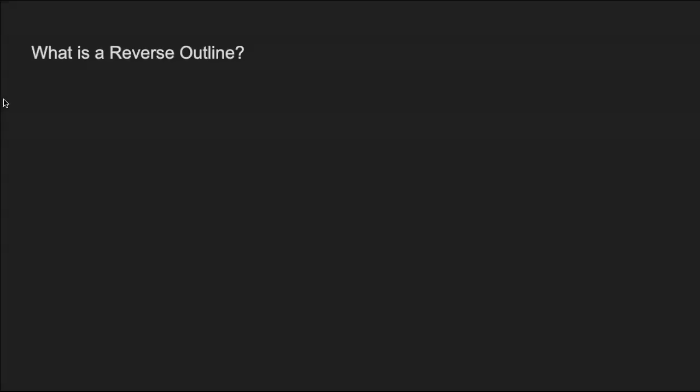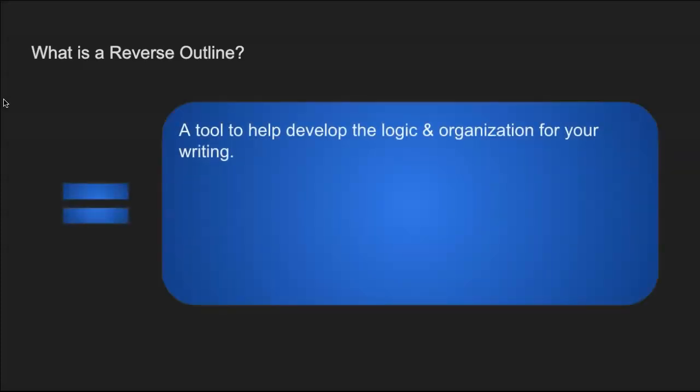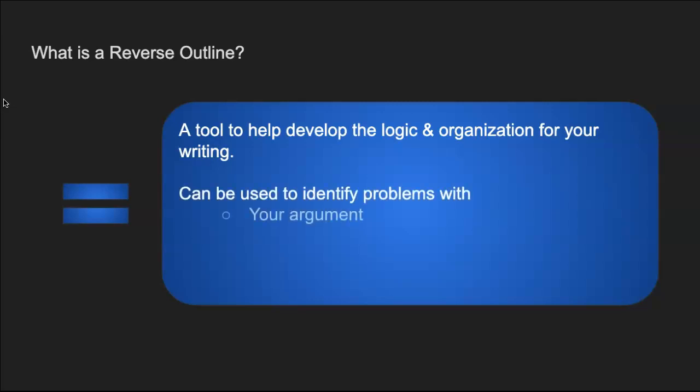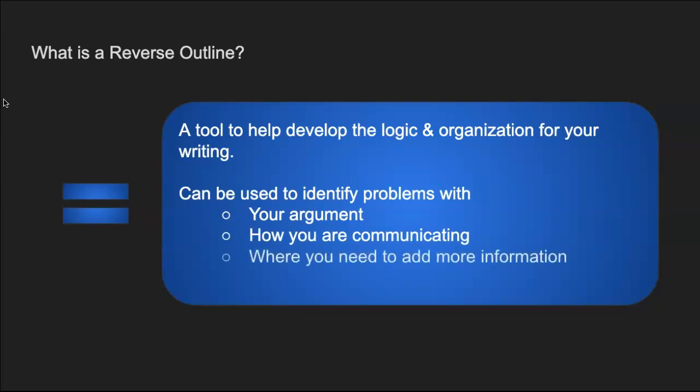So what is a reverse outline? A reverse outline is a tool to help you develop the logic and organization for your writing. It can be used to identify problems with your argument, with how you're communicating, where you need to add more information, and where you need to cut out more information.